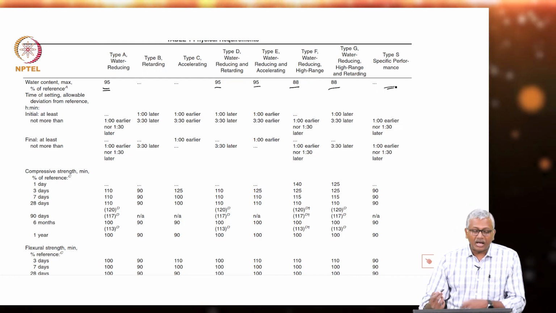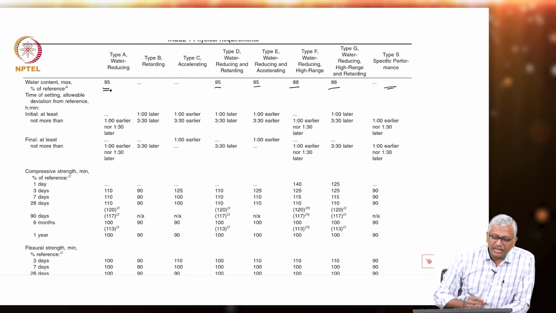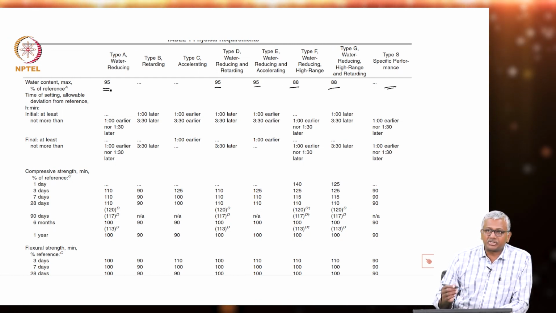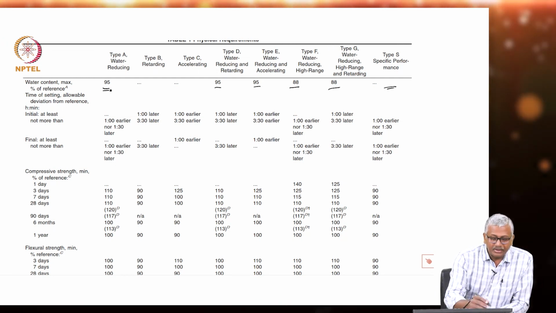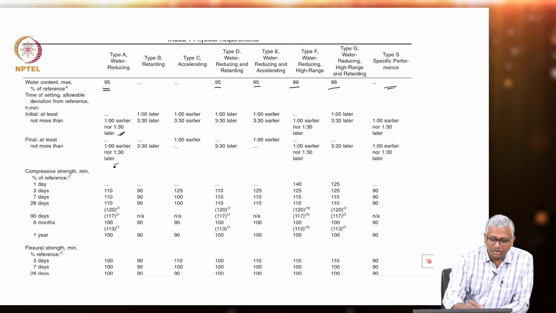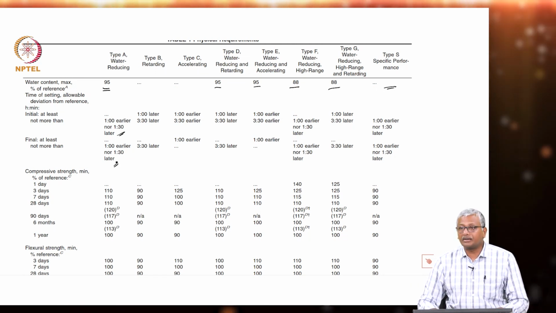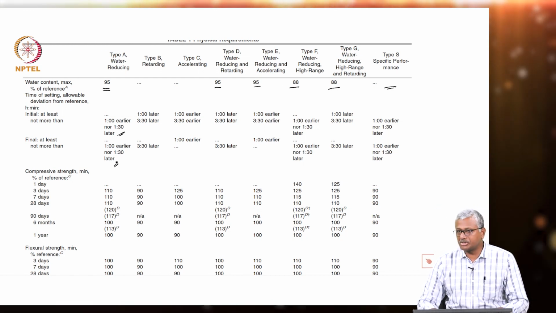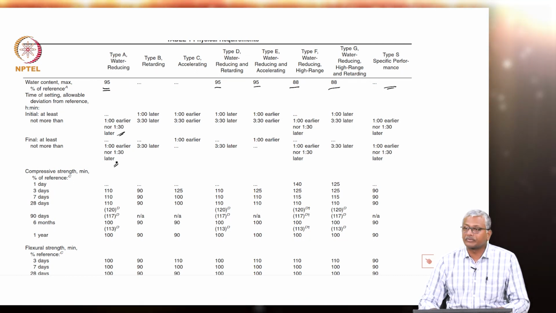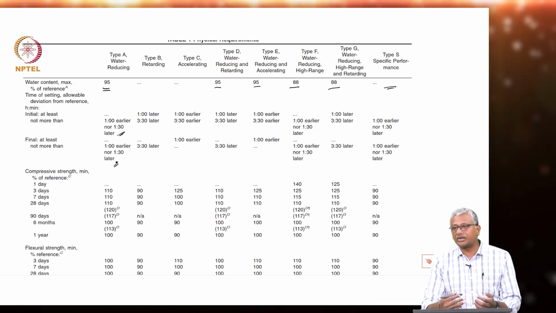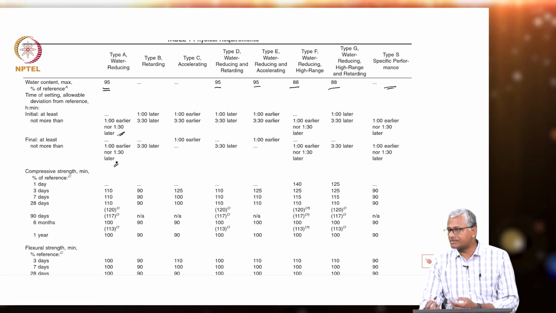Now, when you add the type A water reducing admixture, you have to ensure that the admixture is formulated such that there is not much change in the initial or final setting time. It says not more than 1 hour earlier nor 1.5 hours later, for the initial setting time as well as the final setting time. Why is that? Because from a type A admixture, we do not want any retarding or accelerating effects.